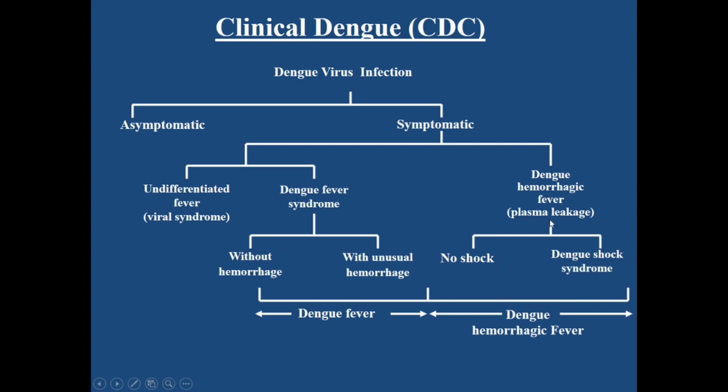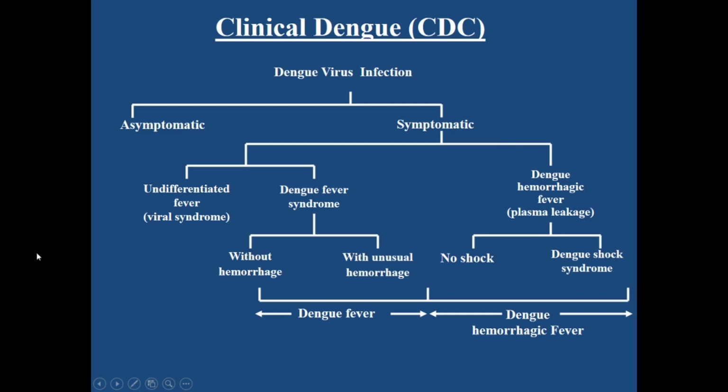When there's no shock, it'll be just a dengue hemorrhagic fever. So in case of a primary infection, the most it can go is here. But in case of a secondary infection with a different serotype, it can result in this manifestation, that is dengue hemorrhagic fever. You have to remember that.